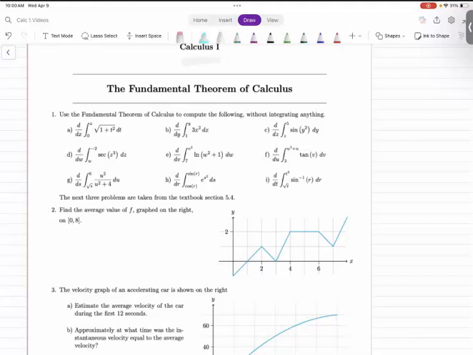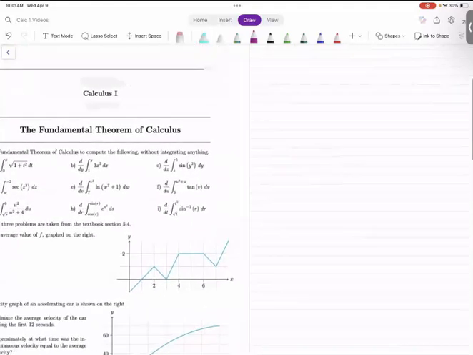Okay, we want to go through this worksheet, and this will be in several videos so as to not make any one video too long. But we're going to start with number 1, and this is going over the fundamental theorem of calculus part 1, which let's come over here and remember what that was.